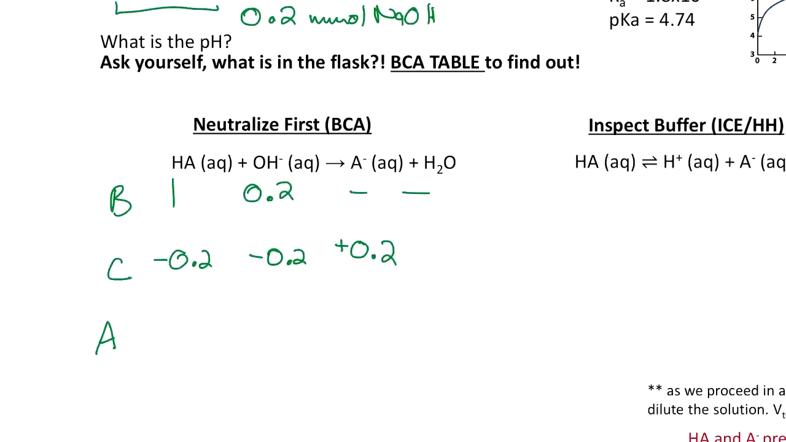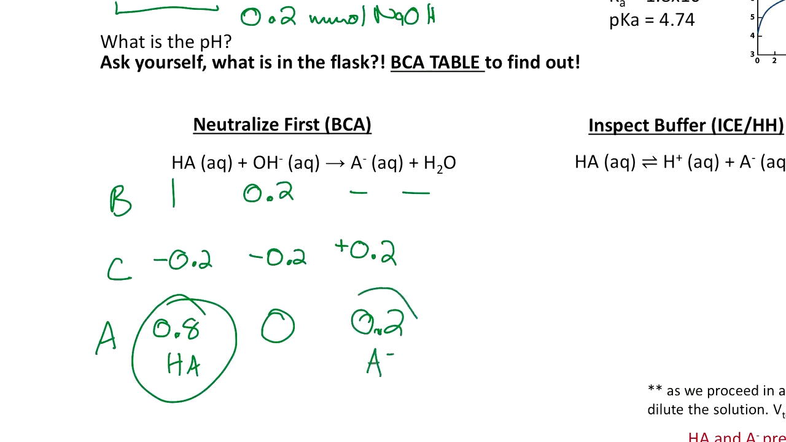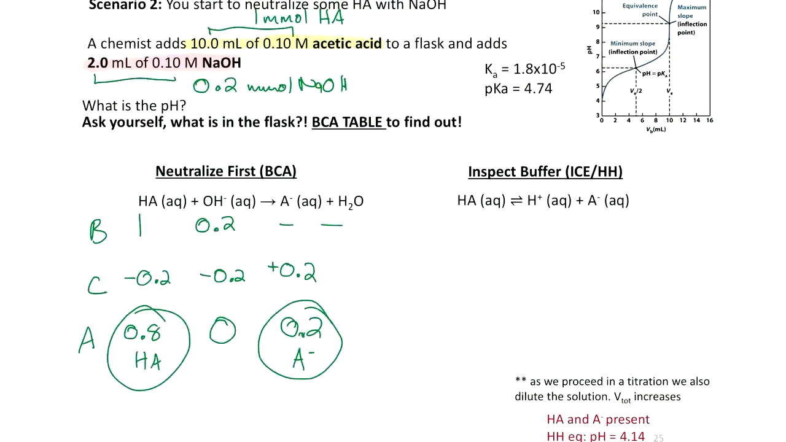So after this neutralization, I completely consume my hydroxide, but now I am left with 0.8 millimoles of HA and 0.2 millimoles of A minus. Is that a buffer? That is a buffer, but we had to get the correct base to acid ratio by reacting that sodium hydroxide first. So since both of these things are in the solution, yes, I could do the ICE table, but we can just use the Henderson-Hasselbalch equation now, because we have large amounts of the acid and its conjugate base.